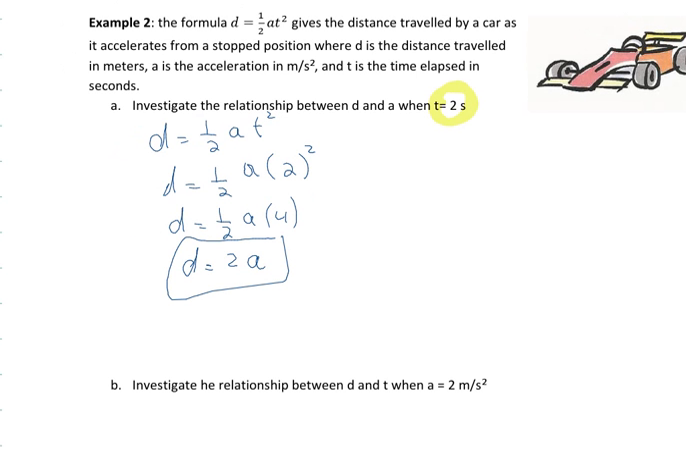Can you tell me if this is a linear or a quadratic? Linear. And how do you know it's a linear? We got one. And this is what the question is asking. Investigate the relationship. So what kind of relationship is it between D and A? Is it linear, quadratic, or neither? It's linear, and it's degree 1.